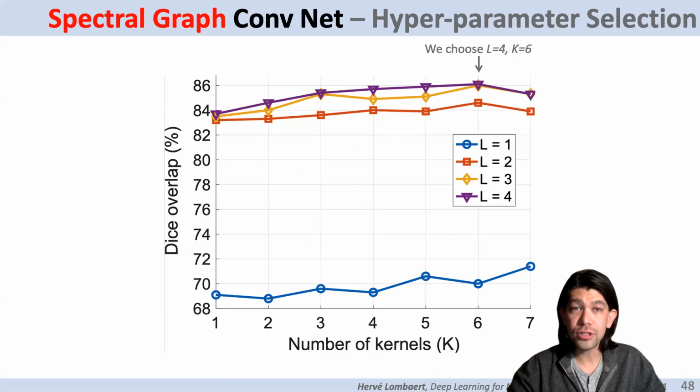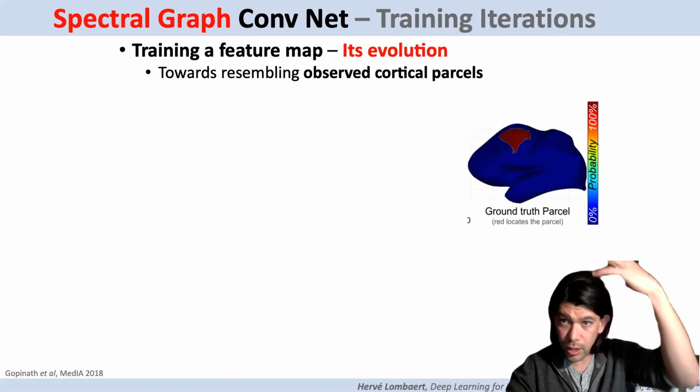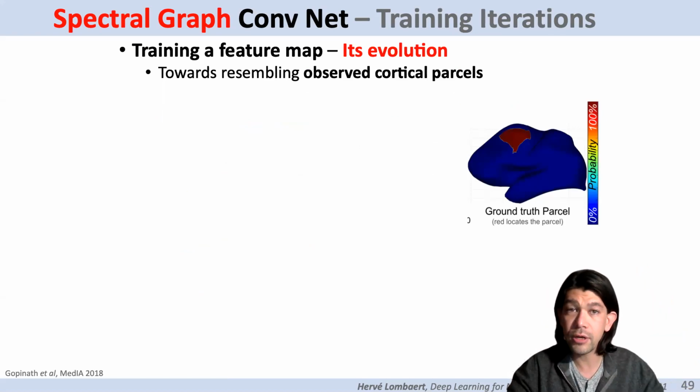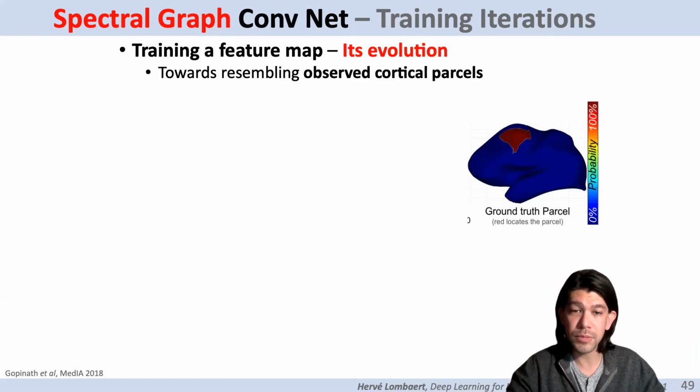We tested different combinations of how many layers and how many kernels we should be using. We found an optimum in that particular case: 4 layers and 6 small kernels. That's enough, so that's what we use in these experiments. For example, here, you want to segment a ground truth somewhere around the Broca area, the language speech area. It might be a different one, though, but I don't remember which parcel, but one parcel basically.